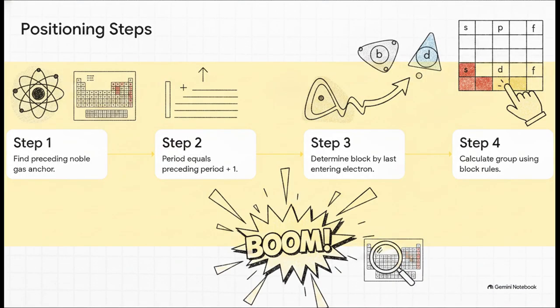So, with the atomic number as our guide, we can use this algorithmic step-by-step cheat code to find literally any element's position. First, find the preceding noble gas anchor. We'll call that Z-ref. The period of your mystery element is just the period of that noble gas plus 1. Next, writing out the condensed configuration reveals the block, which is determined by whichever subshell receives the absolute last entering electron. Finally, just apply the group rule for that specific block, and boom, you have its instant location.